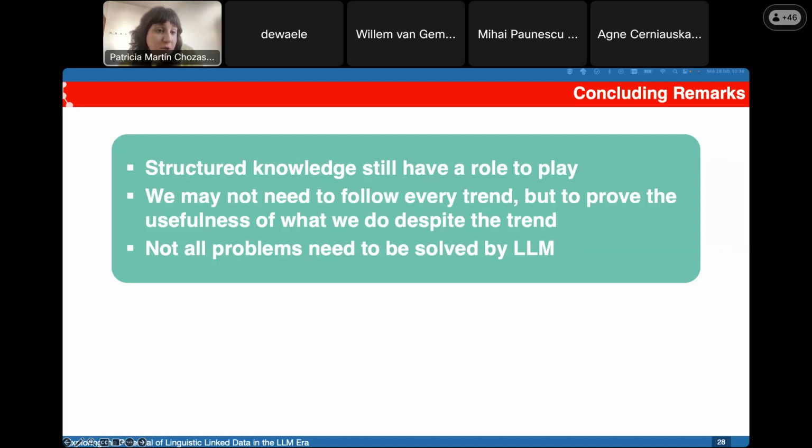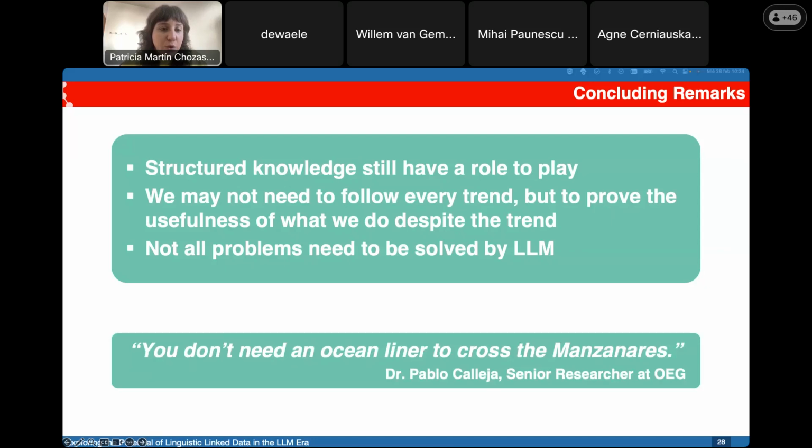And also I wanted to remark that, for instance, when thinking about solving issues on small corpora, maybe not all issues need to be solved by LLMs. Maybe we can make use of smaller models, such as BERT or RoBERTa, and that's also fine. I mean, as long as we solve the problem, it's fine. So just to conclude, and in line with this last comment, I wanted to quote one researcher colleague from the ontology engineering group that said that you don't need an ocean liner to cross the Manzanares.